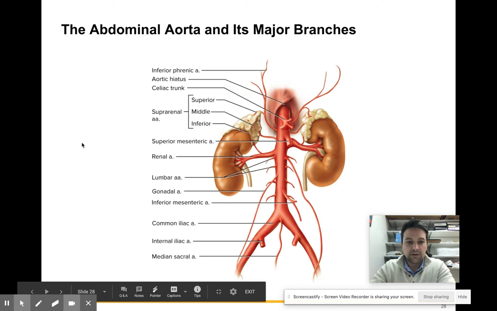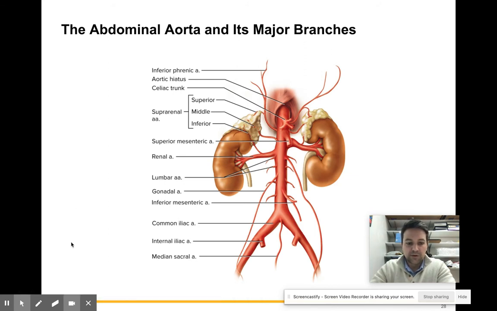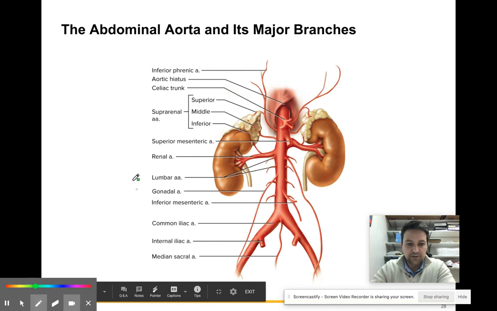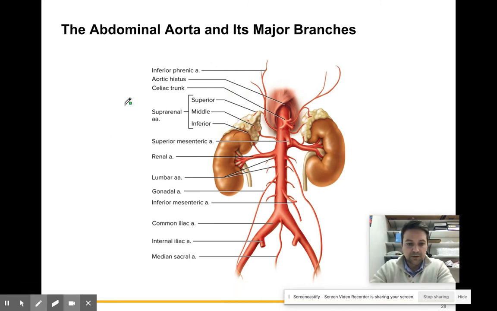All right, so now let's take a look at the arteries of the abdominal region of the body. There are a couple here that I definitely want you to know. I want you to know the renal arteries. Here's the renal artery, and the renal artery goes to the kidneys. You can see it here.